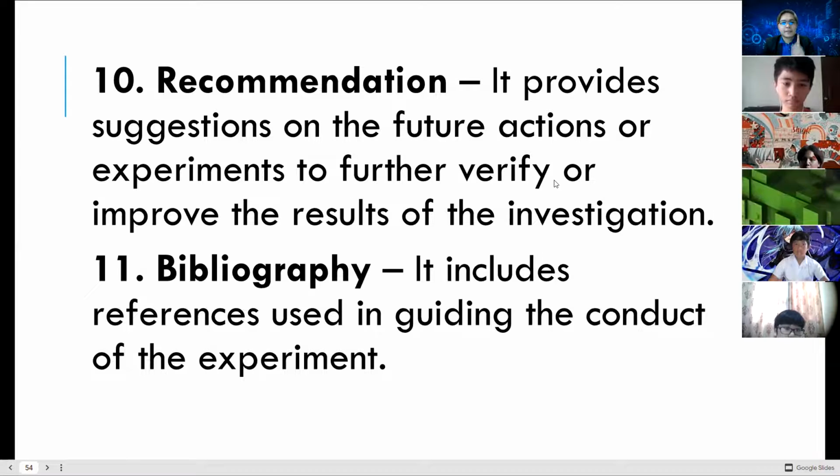The last one, I think, is the bibliography. This includes the references used in guiding the conduct of the experiment, like the websites. These are a few references, some books, with the author. So you need to put them under bibliography.